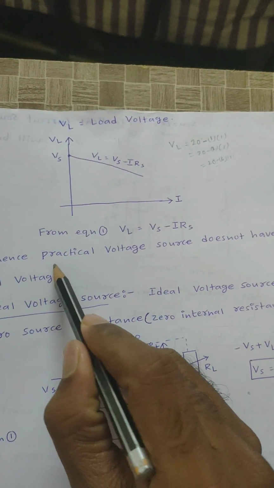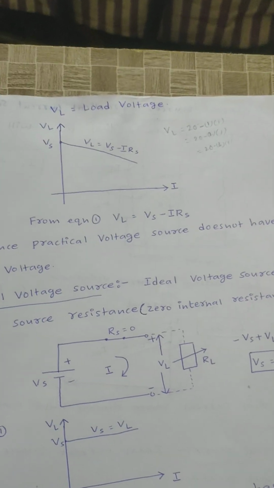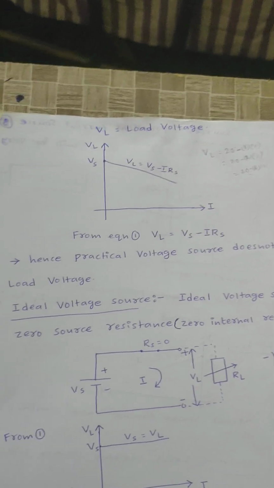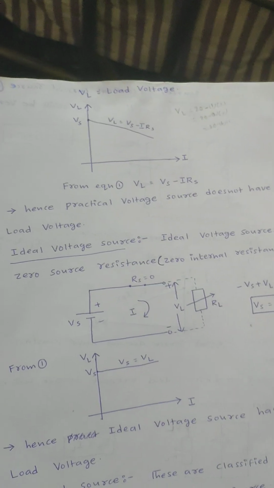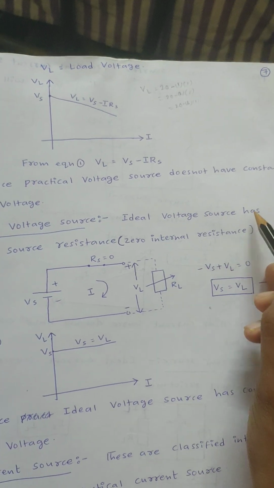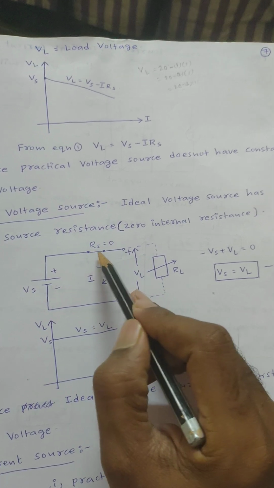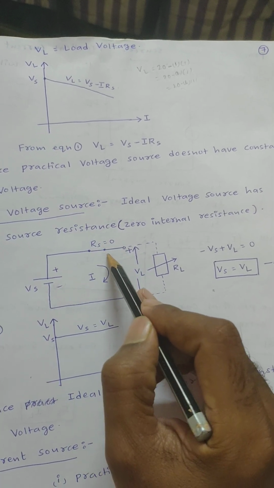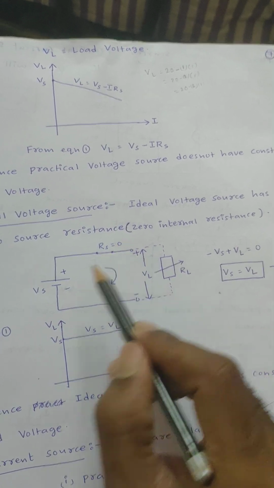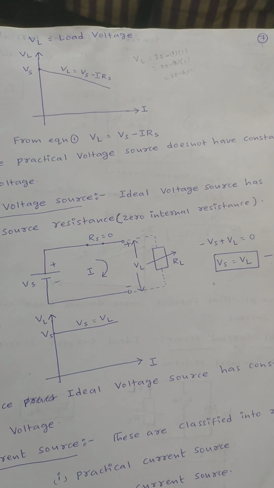Hence, a practical voltage source does not have a constant load voltage. Here the load voltage is variable, depending upon the load current. That is about the practical voltage source. Next, coming to the ideal voltage source. Every ideal voltage source has zero resistance. When this resistance is 0, the voltage drop across this resistance, I into R, is also 0, which means Vs is equal to VL. Then the voltage across the load will be constant.